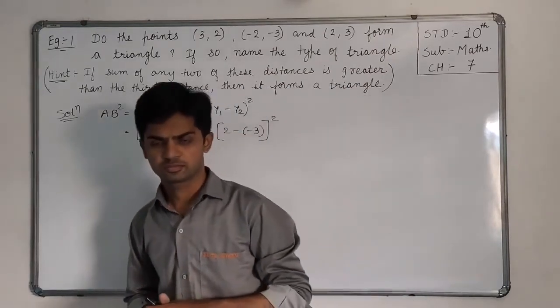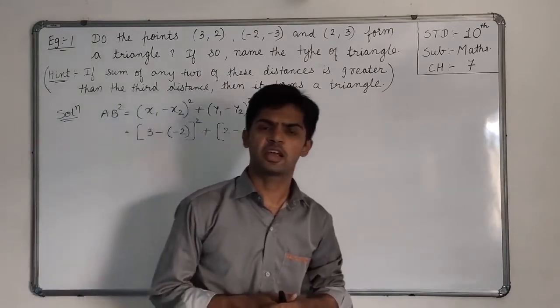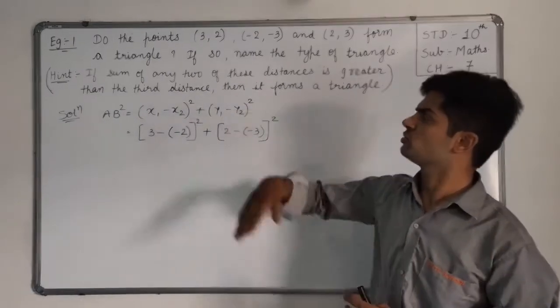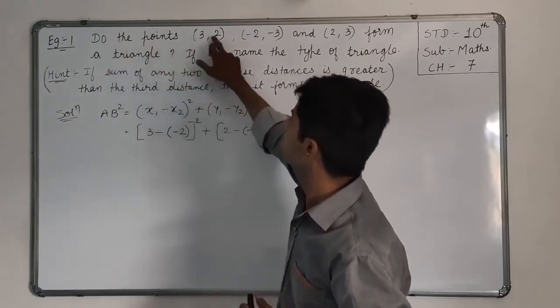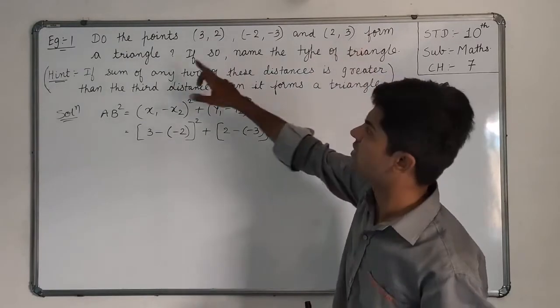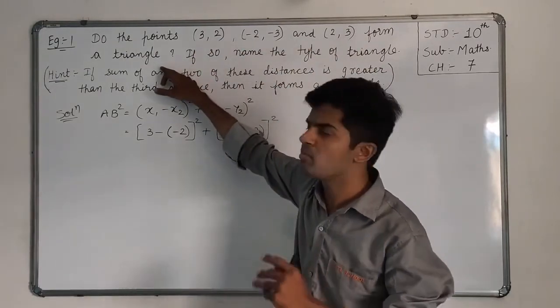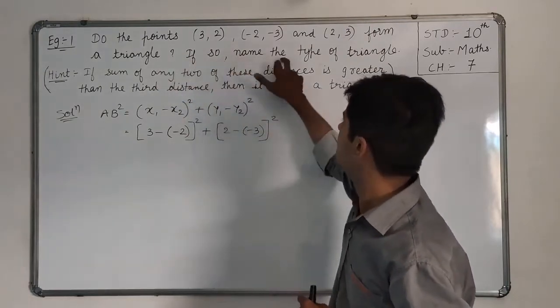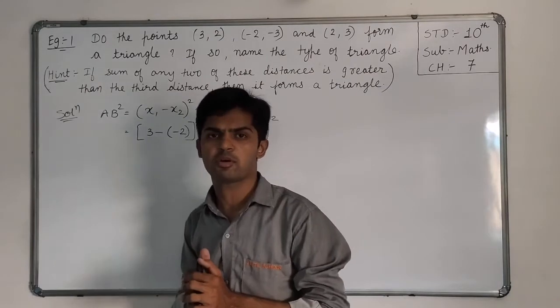Hello students, let us start with our first example of NCERT textbook. First of all, we will see the question that what is given. Do the points (3, 2), (-2, -3) and (2, 3) form a triangle? ये तीनों points triangle पहले बनाते हैं कि नहीं बनाते? If so, name the type of triangle. And if they are making a triangle, then name the type of triangle.